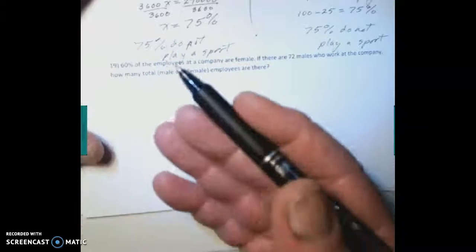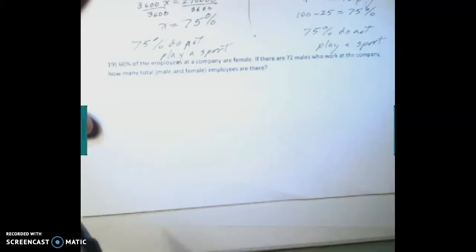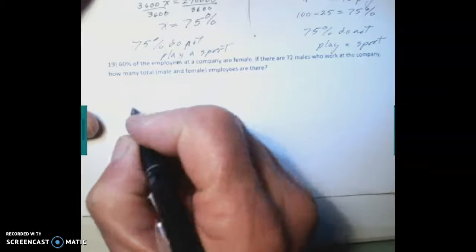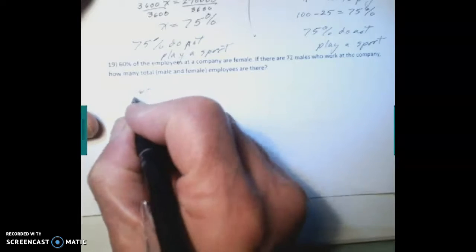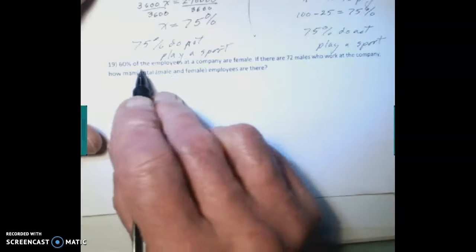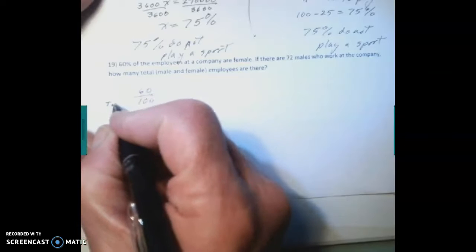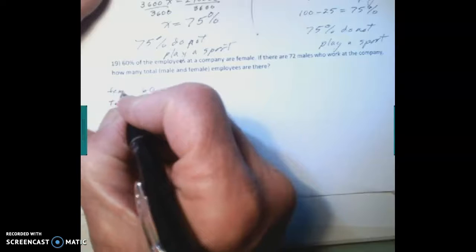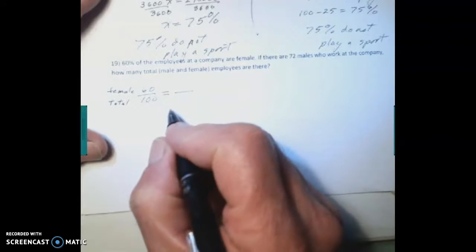Again, this labeling that I've been doing on some of these, saying yes, it's the number that plays a part, the total and such, plays into this. Again, labeling really helps you understand the problem. This is the percent we're given, 60% out of 100. This is the percent of the employees that are female. So what this means, if there are 100 total employees, 60 are female.